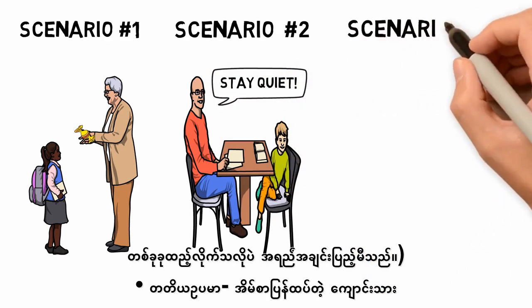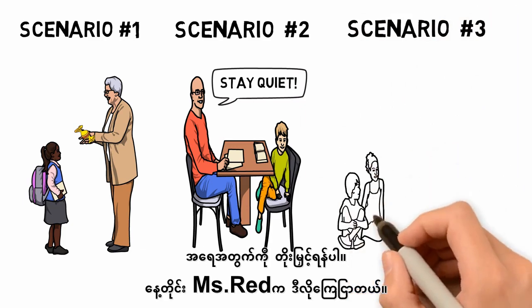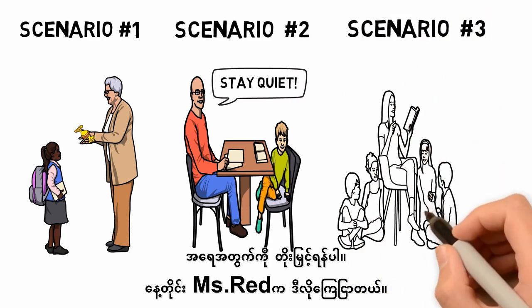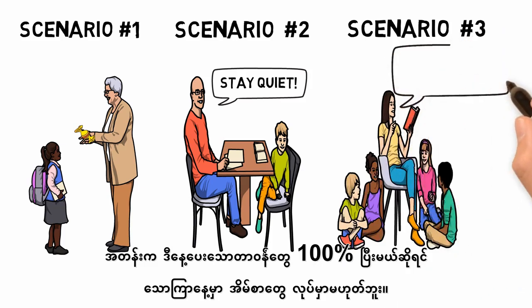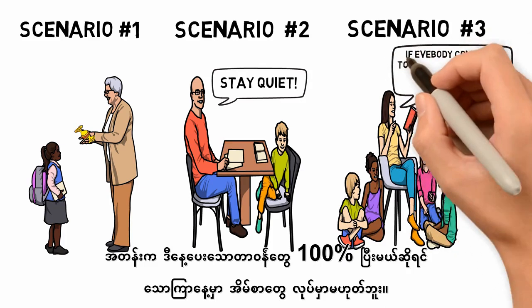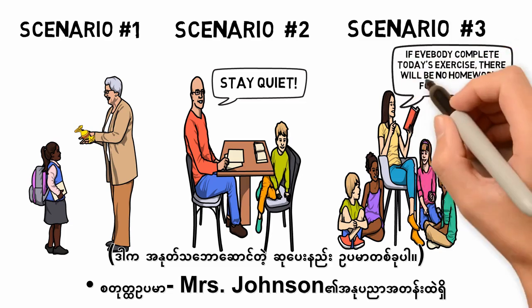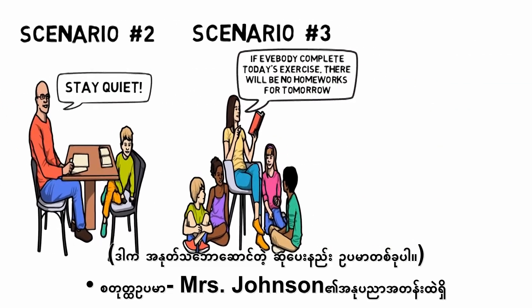Third example. To increase the number of students who turn in their homework each day, Miss Red announces that if the class has 100% completion on today's assignment, they won't have homework on Friday. This is an example of negative reward.